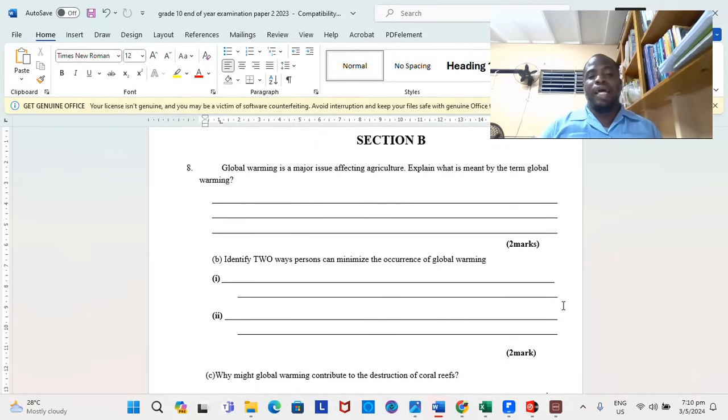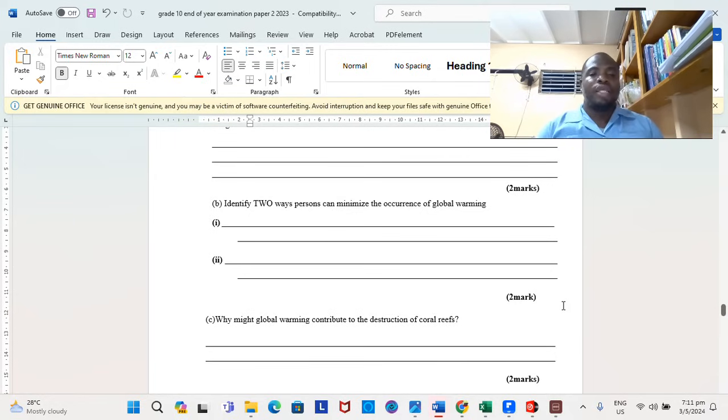And so when you burn that and release the carbon into the atmosphere, it creates a problem in terms of too much carbon. It will prevent the rays of the sun that should reflect back into space from leaving, so they stay longer on the earth, causing the temperature to increase. Identify 2 ways persons can minimize the occurrence of global warming.